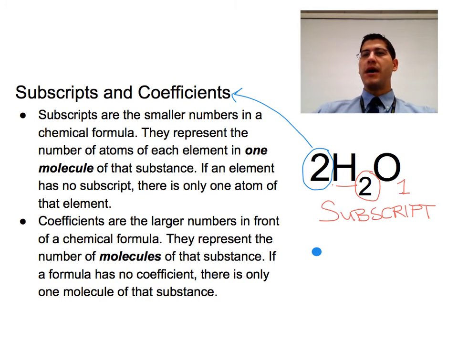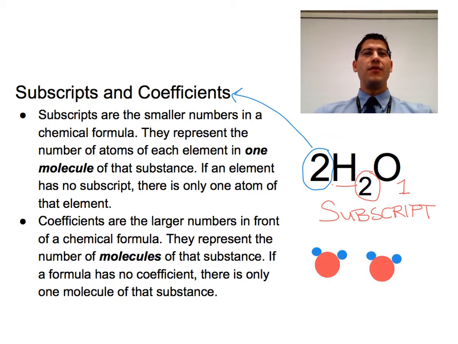Let's draw a quick model of one molecule of water. We'll use blue for hydrogen, and we'll use red for our big oxygen atom here. Okay, there we go. Now, this coefficient tells us that there are two molecules. So if we draw another one, the coefficient will double the number of atoms in this chemical formula. Let's take a closer look at how to count atoms in each chemical formula.